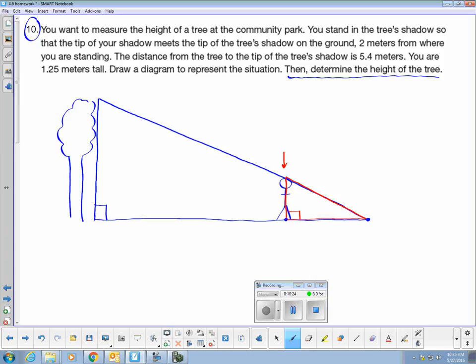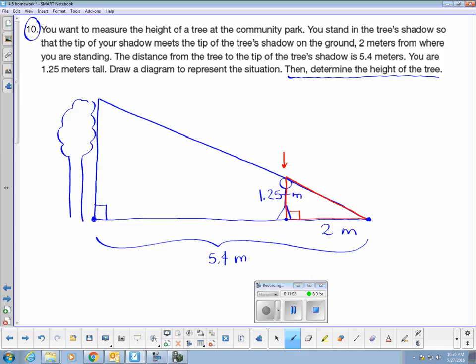So from where I'm standing right here to the tip of my shadow is 2 meters. The distance from the tree to the tip of the tree shadow is 5.4. So here's the tree, and here's the tip of the shadow down here, and that whole distance is 5.4. And you are 1.5 meters tall. I'm sorry, 1.25 meters tall.